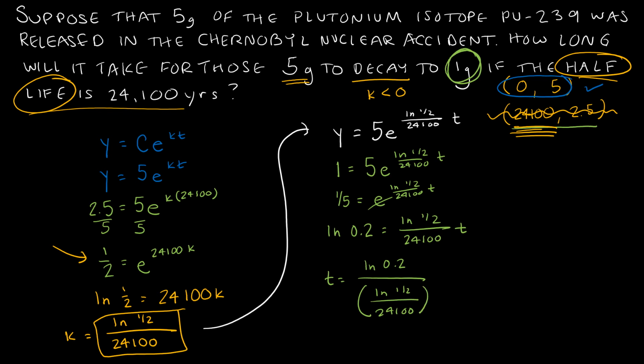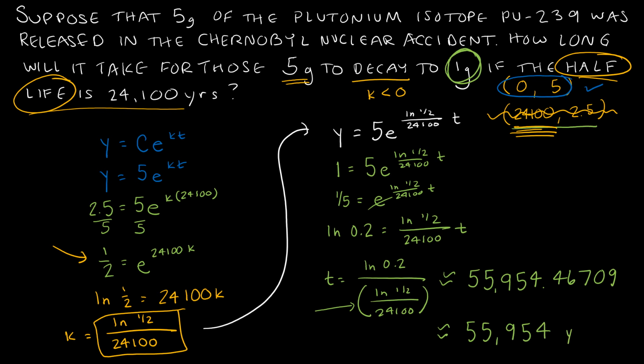So yes, that's kind of a lot of work. I'm going to plug all of that into my calculator. Again, I've chosen to leave this as an exact value, because if I round that and then use a rounded answer, then my final solution is less precise. So this gives me about 55,958.46709, or about 55,958 years is how long it would take for the 5 grams to decay to 1 gram.